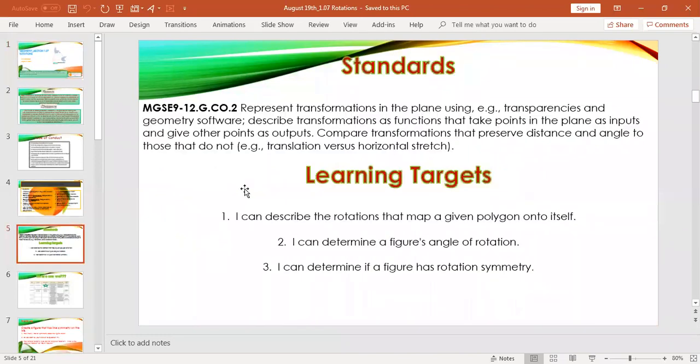I want to make you aware of 3 different learning targets. I can describe the rotations that map a given polygon onto itself. For example, you are going to tell me that I can rotate it counterclockwise 80 degrees, 90 degrees, 170 degrees. I can determine a figure's angle of rotation, anything between 0 degrees and 360 degrees. Rotational symmetry refers to the ability of the figure to map onto itself between 0 and 360 degrees.